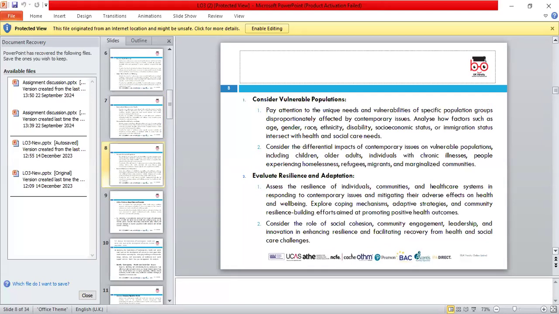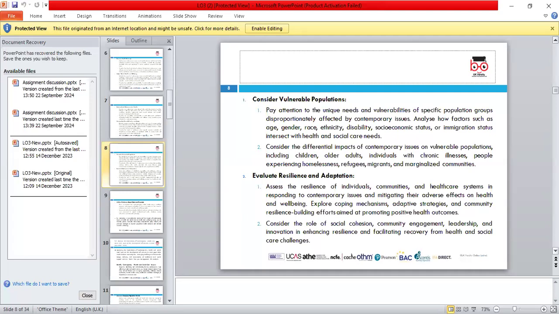Then we have to look at the vulnerable population. Pay attention to the unique needs and vulnerability of specific population groups affected by the contemporary issues. You may realize upon your examination and analyzing that maybe it is the aging community that is getting more dementia, okay? Or maybe the younger generation that is getting it. So you have to pay attention when you are analyzing and coming back with your conclusions.